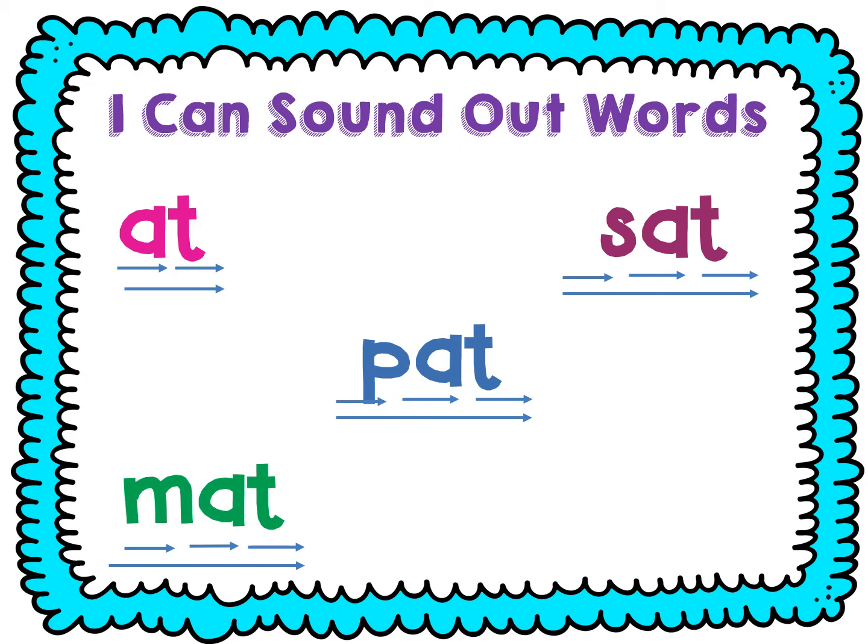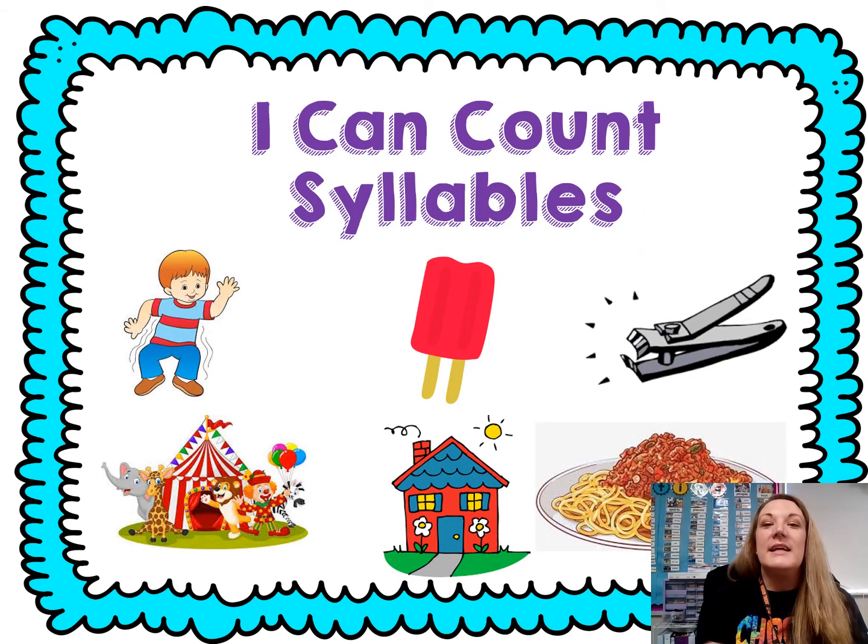Smooth it out. Mat. Last one. Say each sound. Ready? T, a, p. Smooth it out. Tap. Let's clap and count our syllables.